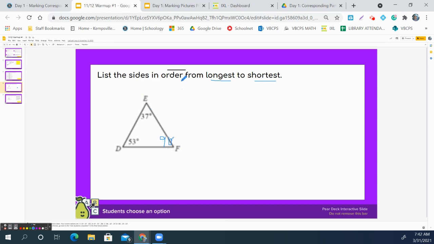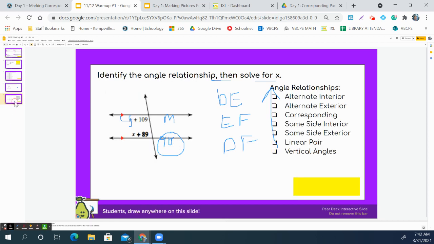It definitely bothers me. So if I'm going longest to shortest, F is my biggest angle, so DE is the longest side. And then D is my medium angle, so opposite EF is my medium side. And then smallest angle E, so DF is the shortest side. Make sure you're reading the directions. The most popular wrong answer has them in exactly the opposite order. Okay, so just be careful about that. What kind of angles are these?